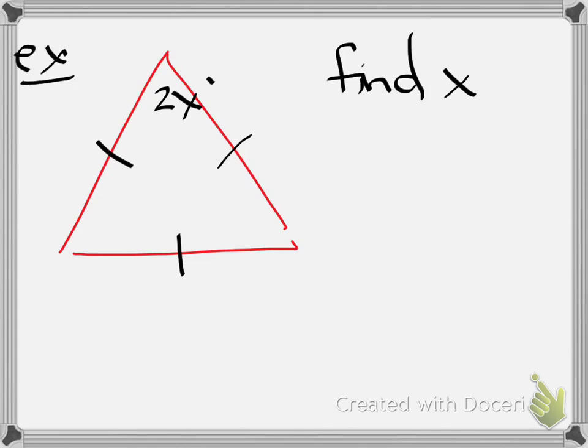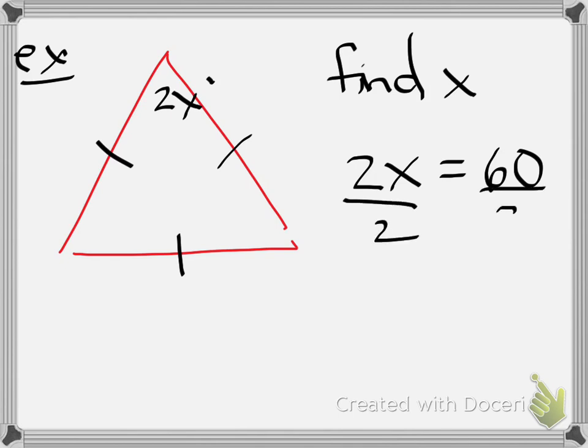You say, well, if all three sides are equal, I know all three of the angles are all 60. So that means that angle up there that's 2x is also equal to 60. So you make a little equation. If all the angles are 60 and that angle's 2x, divide by 2 on both sides, and you get that x is 30 degrees.